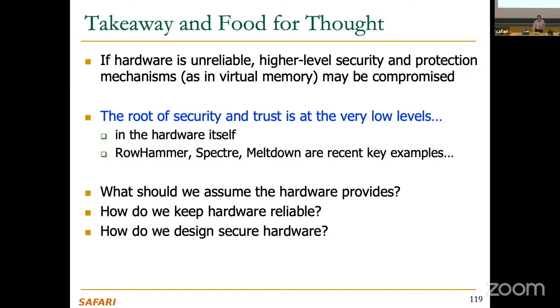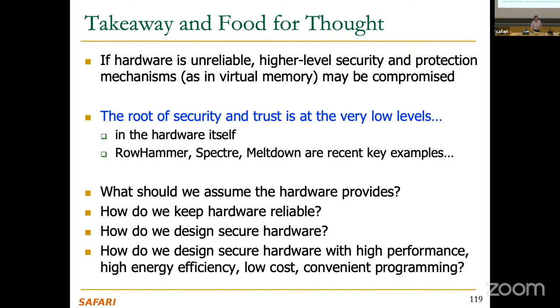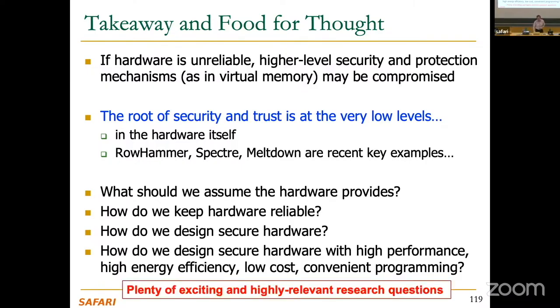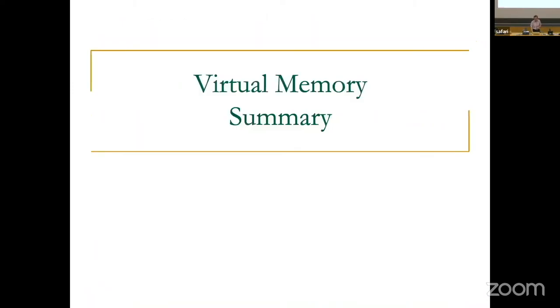So how do you design secure hardware? How do you design secure hardware is not a difficult question if it's just that. It's a difficult question, how do you, if you actually want high performance, high energy efficiency, and convenient programming at the same time, and low cost. Actually, secure hardware and high performance, they don't go well with each other. Secure hardware and low cost, they don't go well with each other. That's the problem, basically. So basically, there's plenty of exciting and highly relevant research questions over here. And if you're interested, there's more in future courses.